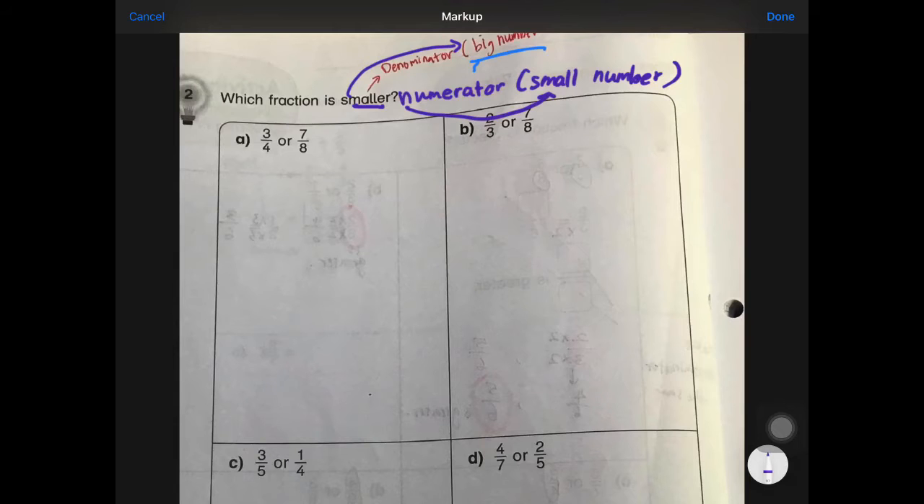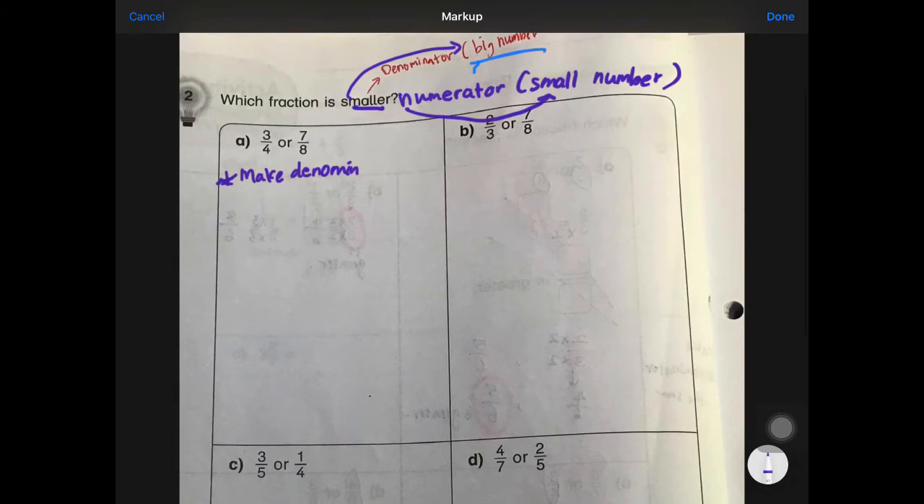So let's go 3/4 or 7/8. Now let's look at it. Is the numerator the same? No. Is the denominator the same? No. So you got to make them the same. I will usually choose to make the denominator the same. Okay, so write it down. Make denominator the same.